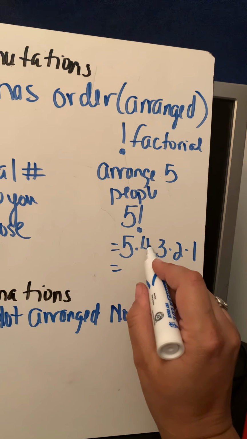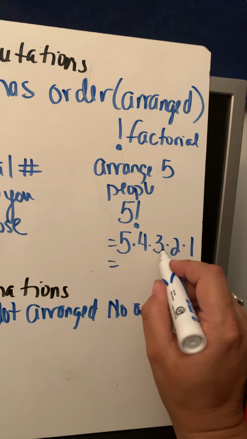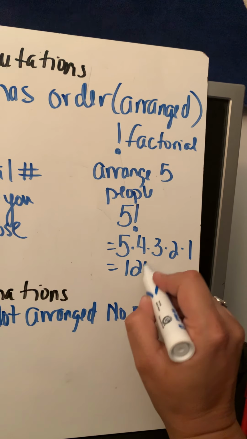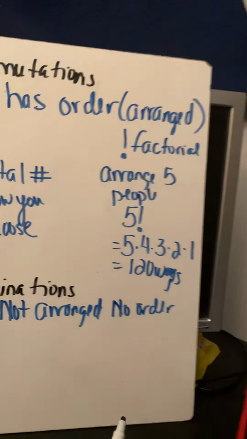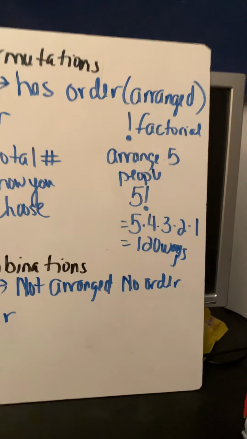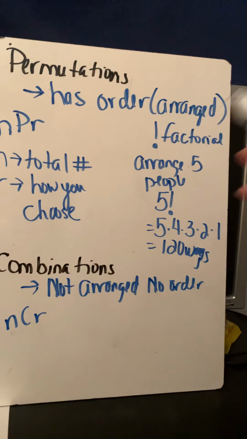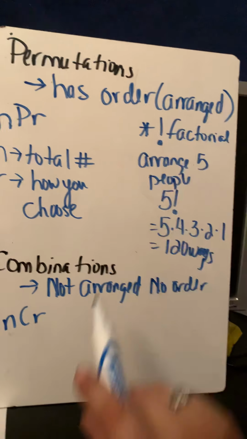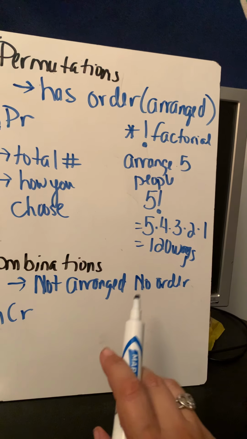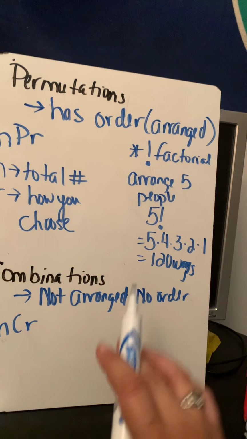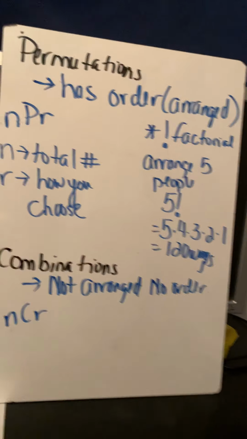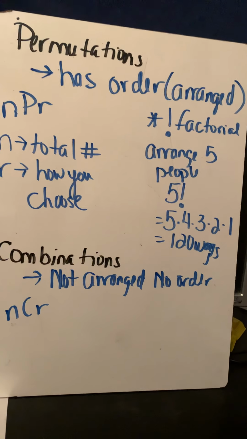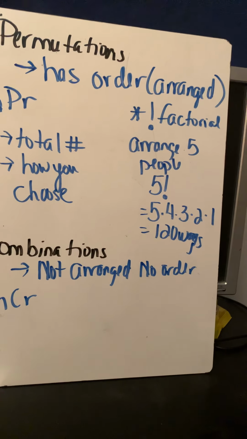So that would be 5 times 4, which is 20. 20 times 3 is 60. 60 times 2 is 120. That means I could arrange those in 120 different ways. So this is a nice little thing, factorial. Let's say I had 10 factorial. I would take 10 times 9 times 8 times 7 times 6 times 5 times 4 times 3 times 2 times 1. That would be how many ways I could arrange something.